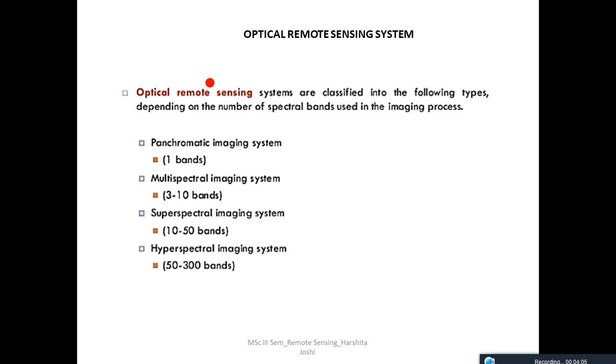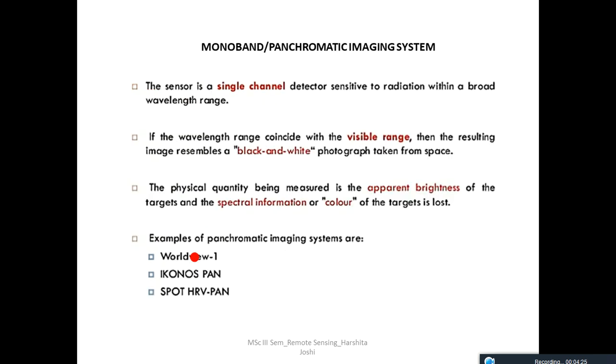So the optical remote sensing system can be classified into panchromatic imaging system in one band, multispectral from 3 to 10 bands, superspectral, a word used sometimes but rarely, between 10 to 50 bands, and hyperspectral, which is more than 50 bands. If we talk about the monoband panchromatic imaging system, the sensor is a single channel detector which is sensitive to radiation within a broad wavelength range. That means the bandwidth will be very large.